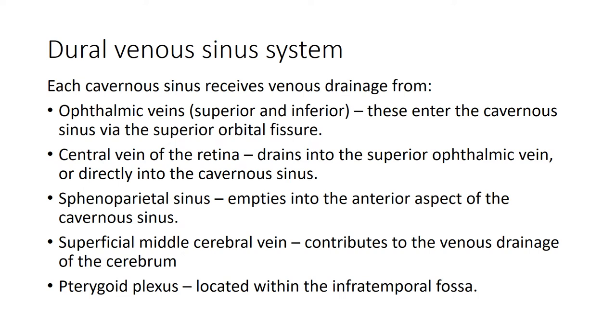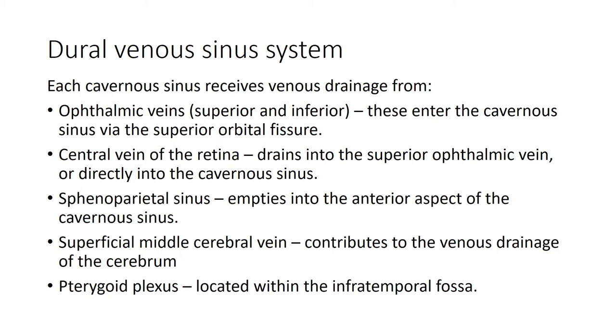So now we look at the dural venous sinus system. Each cavernous sinus receives venous drainage from a number of sources. The ophthalmic veins, the superior and inferior ophthalmic veins, drain into the cavernous sinus. So this enters the cavernous sinus via the superior orbital fissure. The central vein of the retina also drains into the cavernous sinus. It drains into the superior ophthalmic vein or directly into the cavernous sinus.